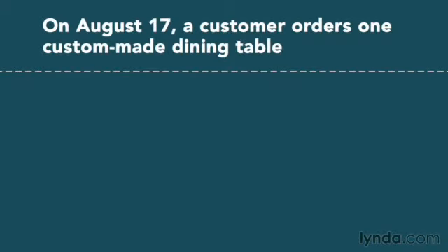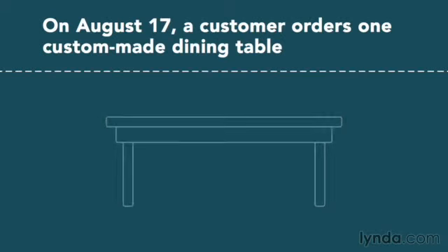It's August 17th. The customer comes in and orders one custom-made dining table, a beautiful piece of work made out of oak. It's about 20 feet long. They want to be able to fit a lot of people, and they want it finely honed, and maybe they want their own coat of arms carved into the top. They want a very nice table.